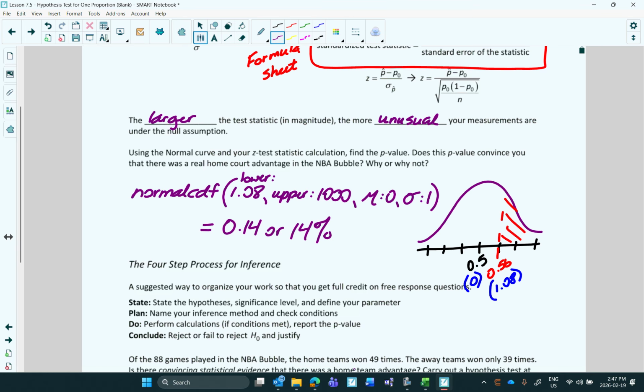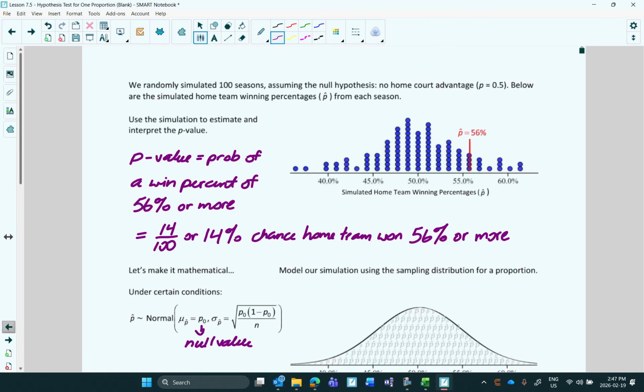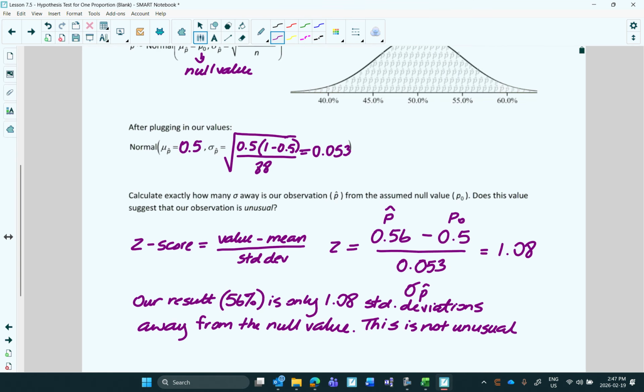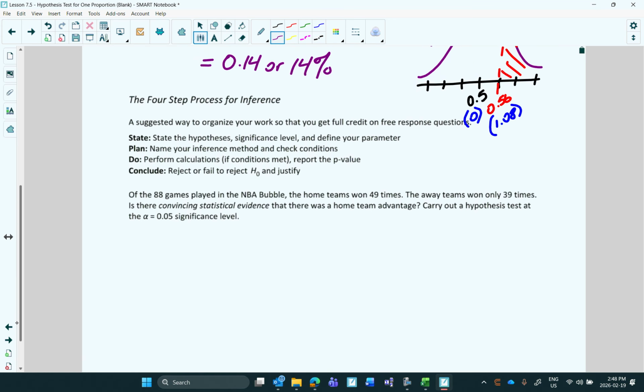So what you would have to do is you would have to get your values here, your mean, your standard error. Then you would have to figure out your standardized test statistic. And then you would have to figure out the probability of getting your standardized test statistic or greater or less, depending on what the question asks. So that's quite a bit. Fortunately, there is one graphing calculator function that will do all of that for you. You don't have to do it. So let's look at that.